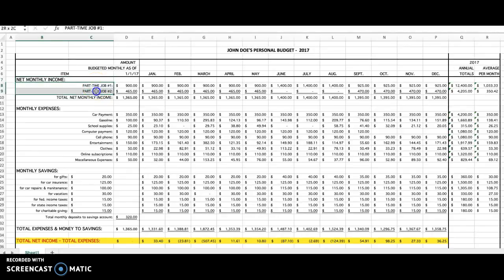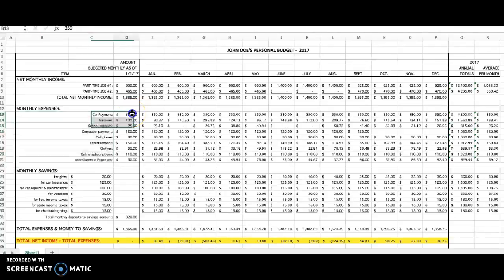So John Doe has two jobs, two part-time jobs. One pays $900 a month. That's net pay again. That's how much he takes home every month from job one. Job two pays $465. So his total monthly net income is $1,365. Then he determines a number of expenses that he has. And you see those listed there.